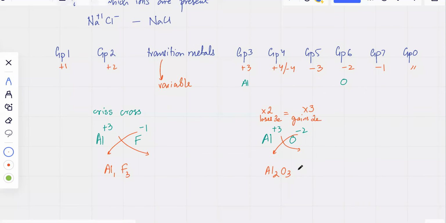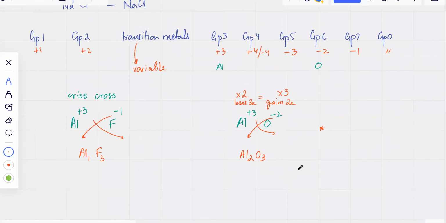So remember that. And also remember another point: after you're done with the crisscross, the ratio in the formula of an ionic compound is always given in the simplest form. So make sure whatever ratio you get is the simplest ratio or not. Now 1:3 is the simplest ratio. 2:3, you can't simplify it anymore.